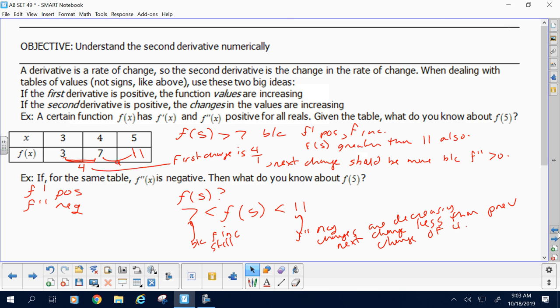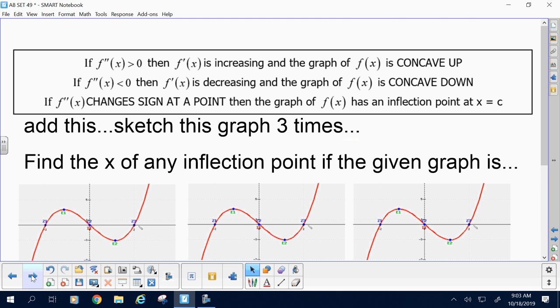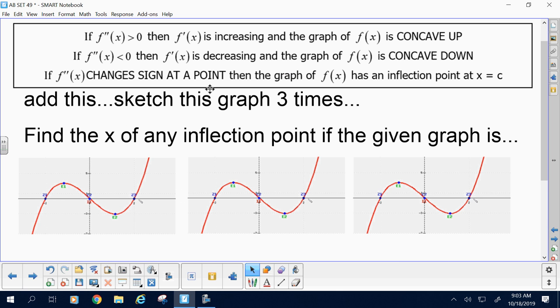What the heck is this? All right. Is this the last thing? Okay. Now, this is a summary of the big ideas where the second derivative is positive, f is concave up. So on. This is what I want to get on there.